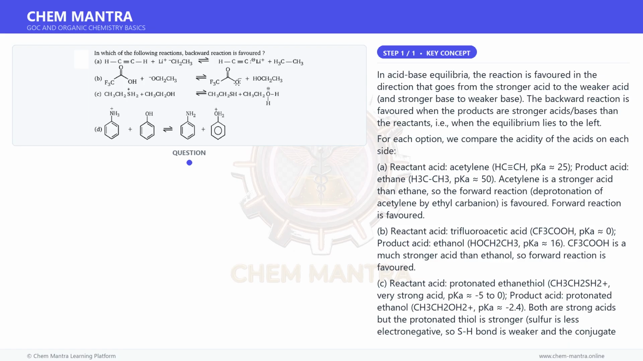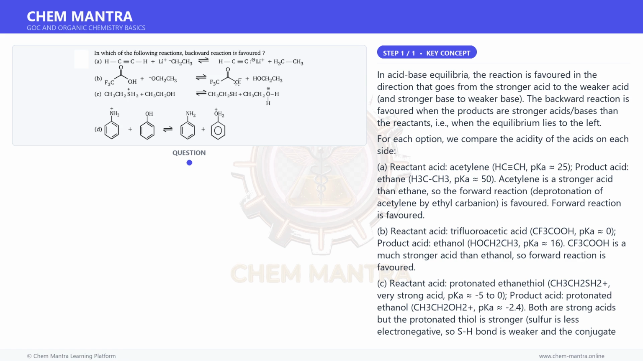C. Reactant acid, protonated ethanethiol, CH3CH2SH2+, very strong acid, pKa around -5 to -2; product acid, protonated ethanol, CH3CH2OH2+, pKa -2.4. Both are strong acids, but the protonated thiol is stronger. Sulfur is less electronegative, so the S-H bond is weaker and the conjugate base is more stable. The forward reaction converts a stronger acid to a comparably strong acid. This option is less clearly backward favored.